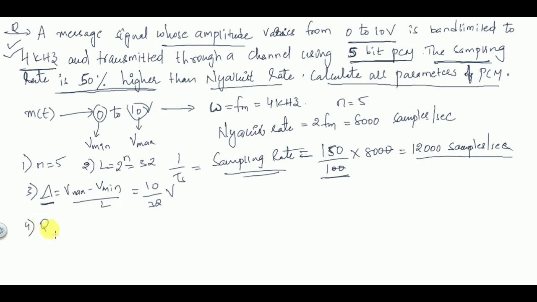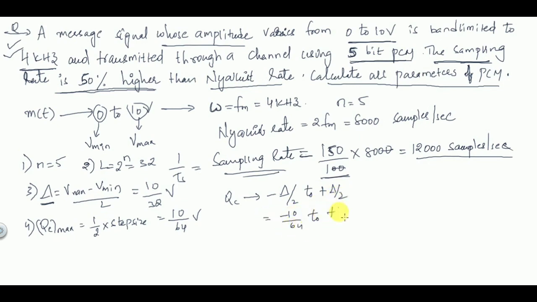Next, fourth, the QE maximum value. QE maximum value is 1 by 2 into step size. 1 by 2 into step size is equal to 10 by 64 volts. And QE varies from minus del by 2 to plus del by 2. So the range of QE is from minus del by 2 to plus del by 2, which is minus 10 by 64 to plus 10 by 64. This is the fifth point.